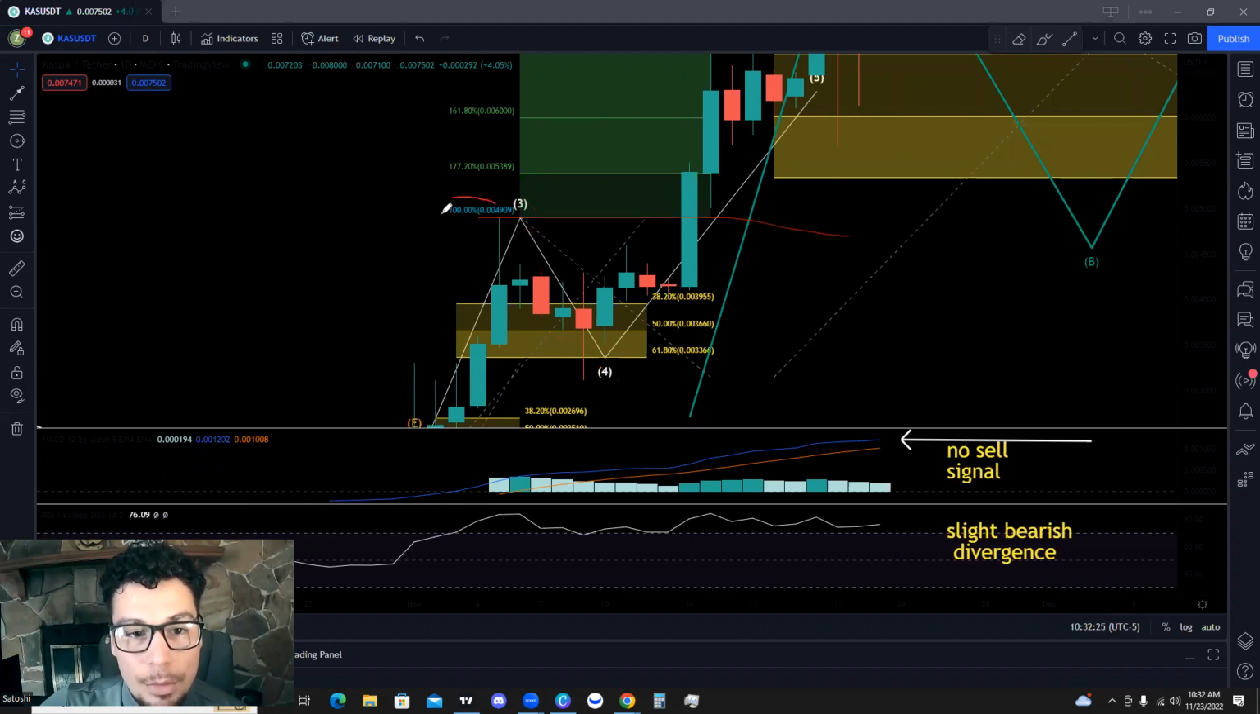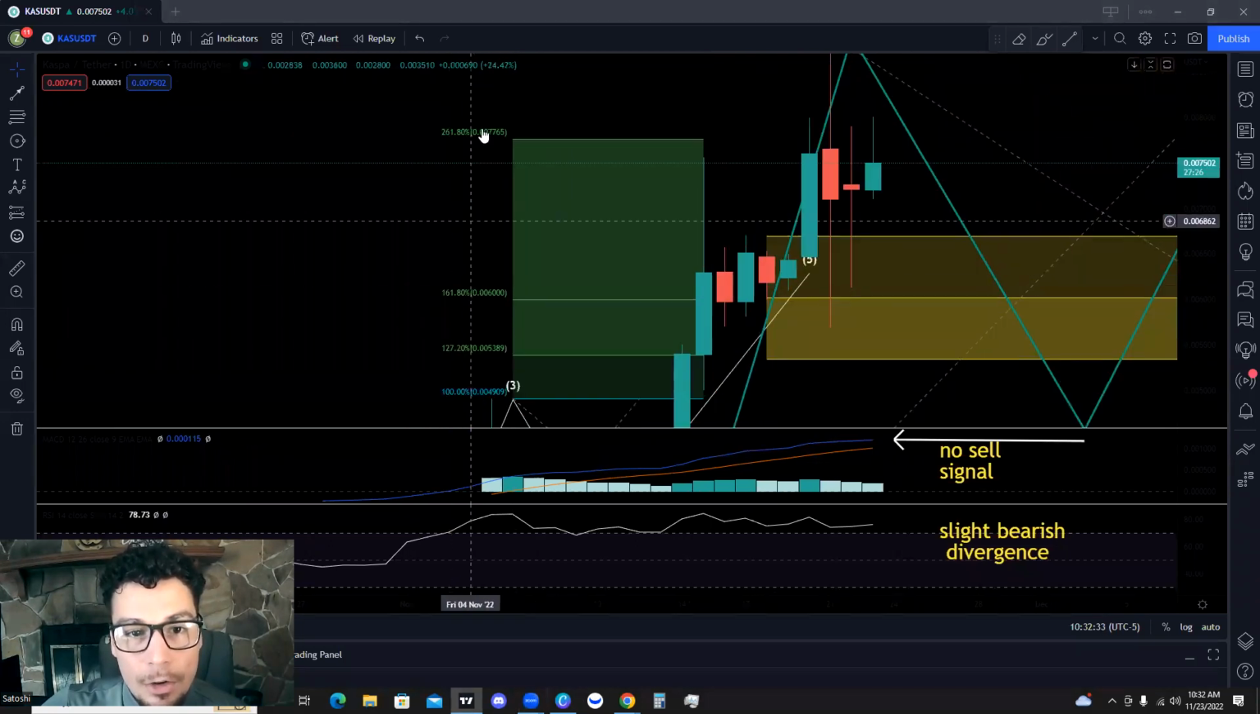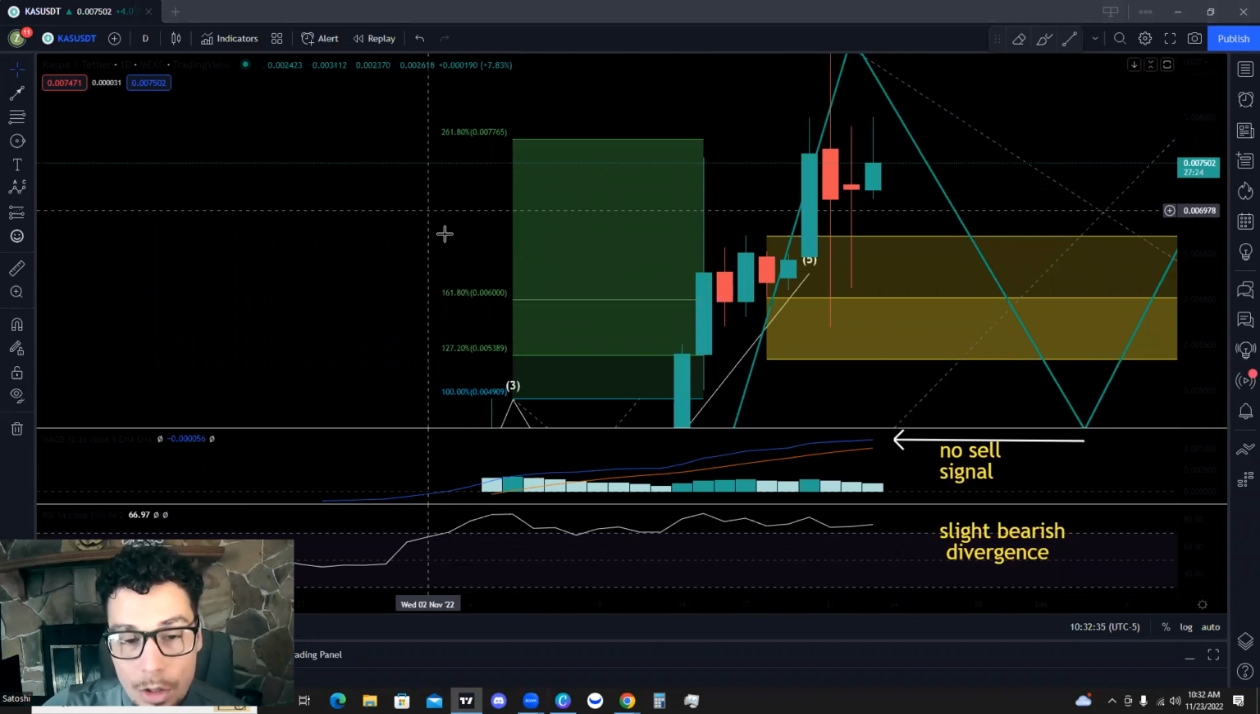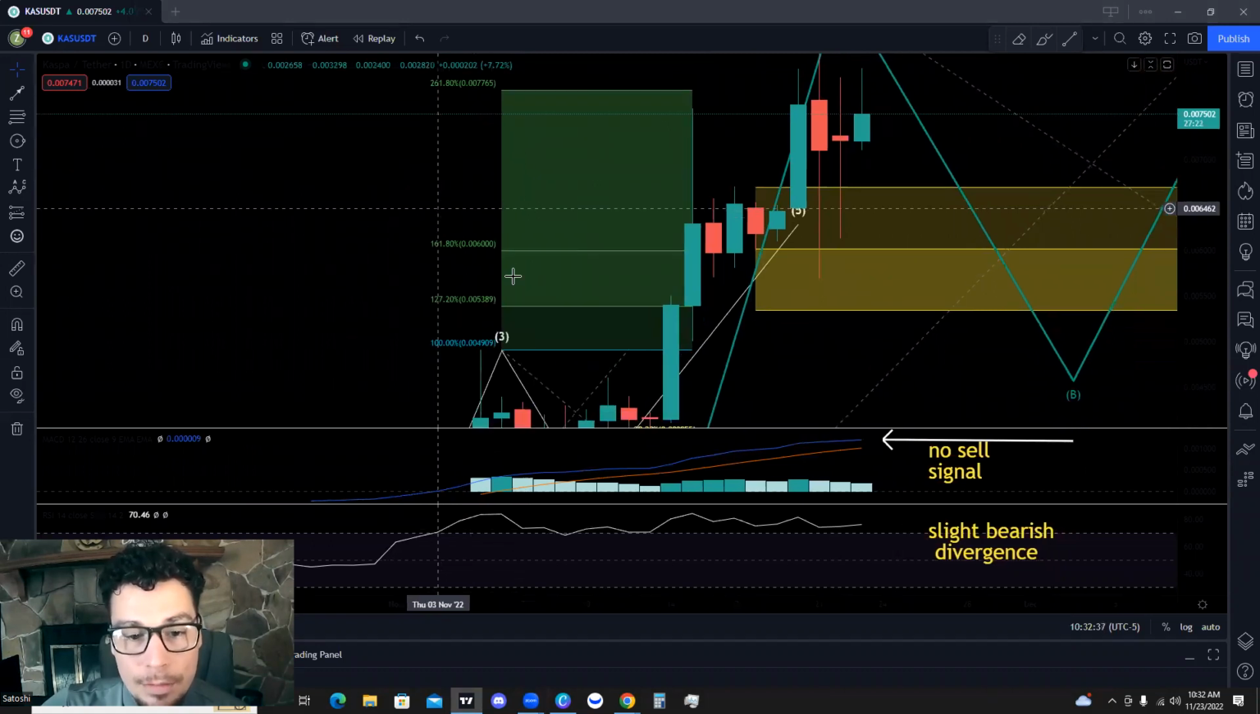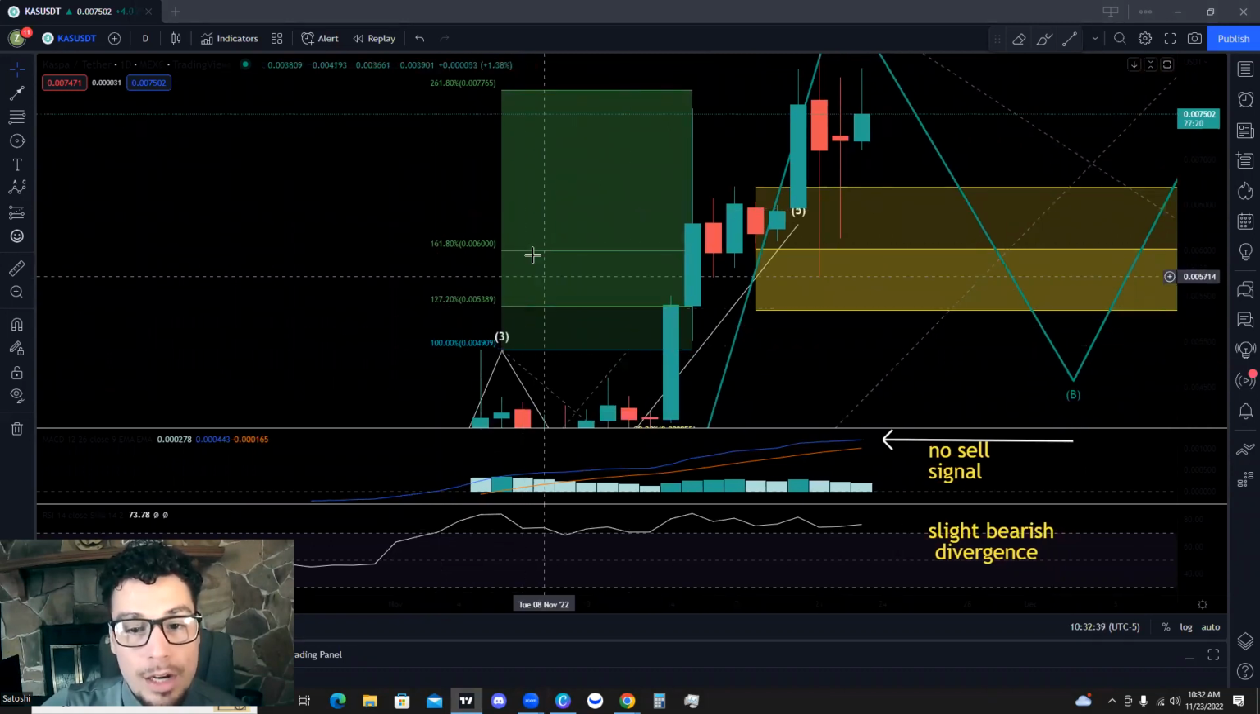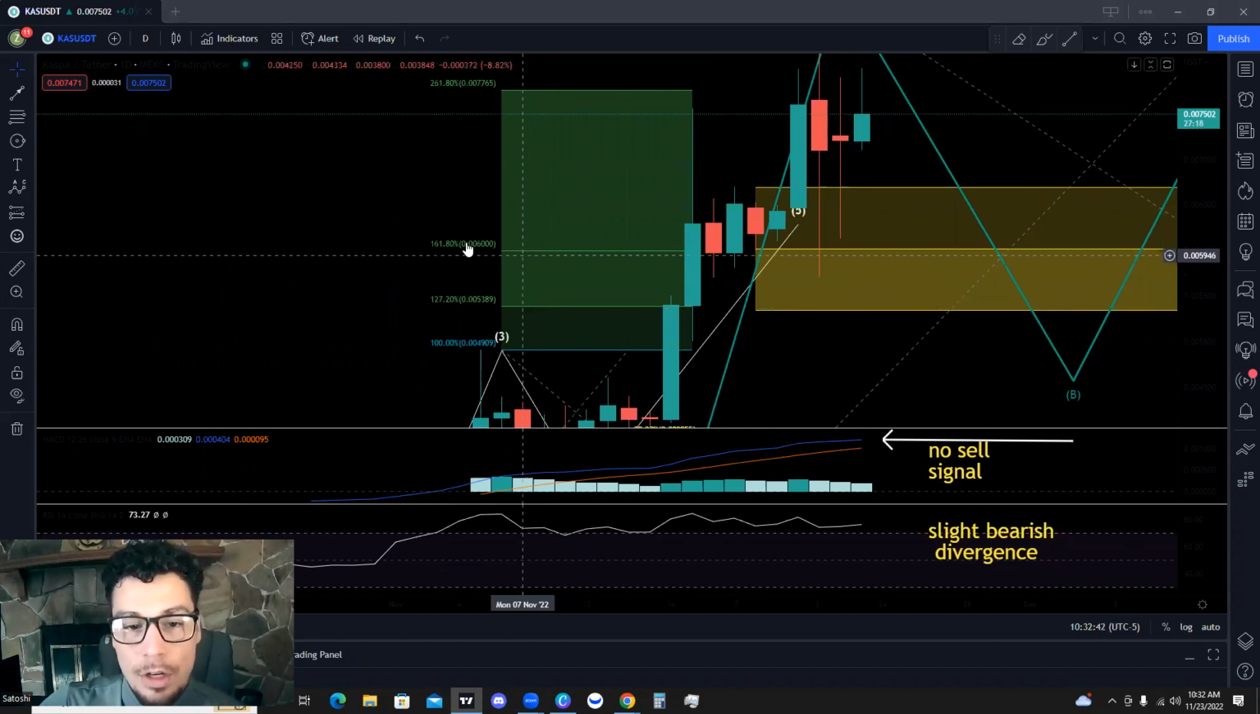So a lot of times I like to put the 100% as a blue level, the 127.2 as a green level, the 161.8, and then ultimately the 261.8 are going to be the 3 bullish price targets that you look to hit, possibly after a breakout. Those are your bullish price targets, aka resistance levels, right?